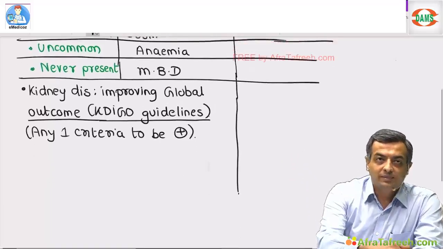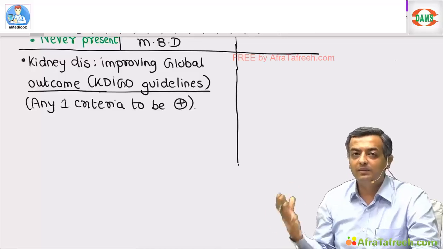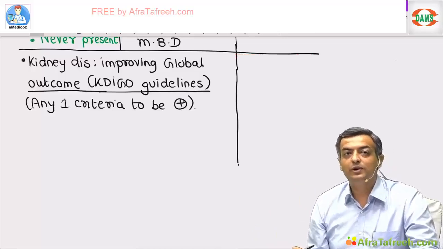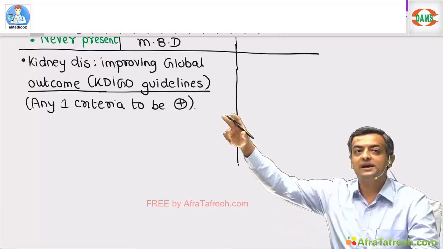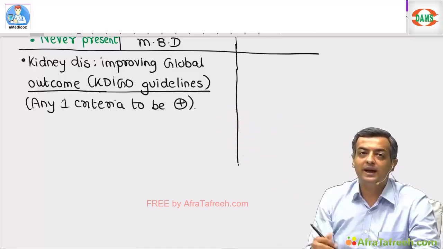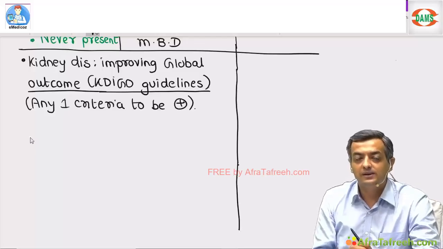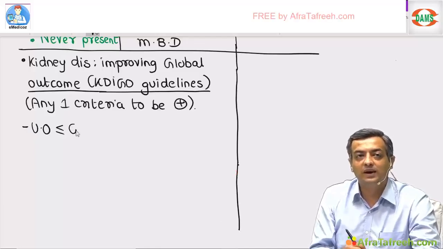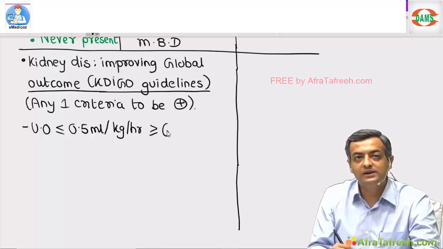So you saw that the patient has elevated creatinine, but the sonography, the hemoglobin, the bone health is normal. So you feel that this may be an acute problem. But to confirm that it is an acute problem, you want the patient to satisfy any one of the KDIGO criteria for the diagnosis of acute kidney injury. So what are they? Number 1, if the urine output is less than 0.5 ml per kg per hour for a minimum of 6 or more consecutive hours.